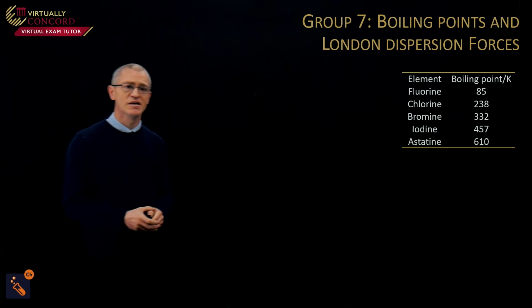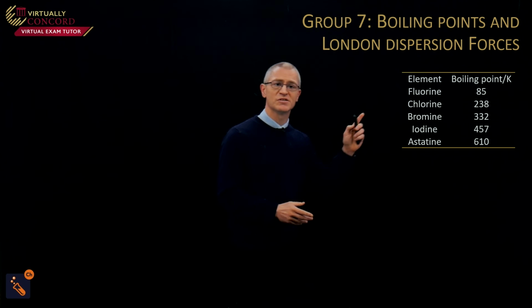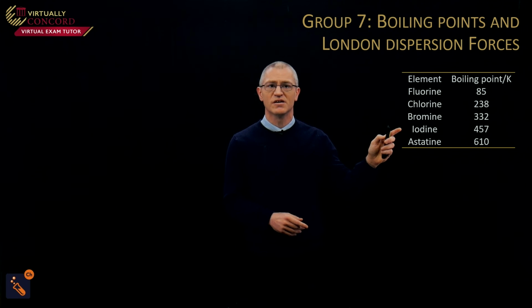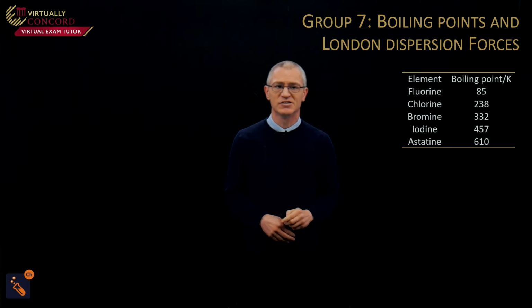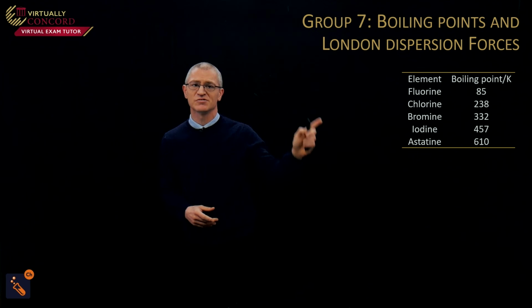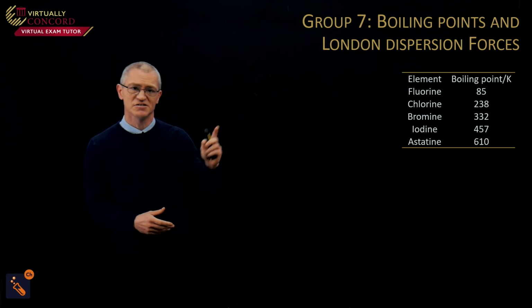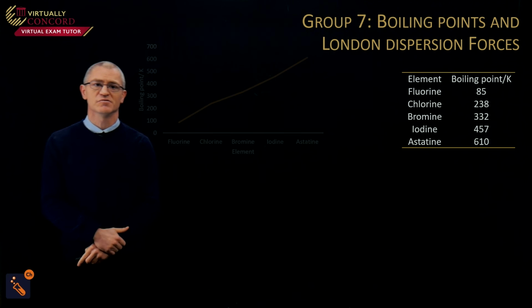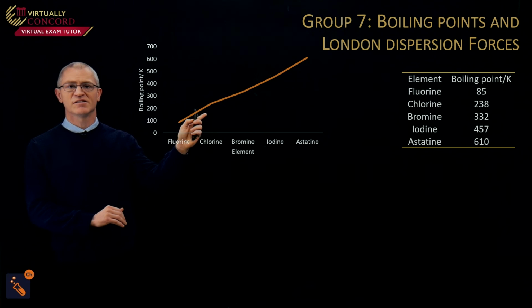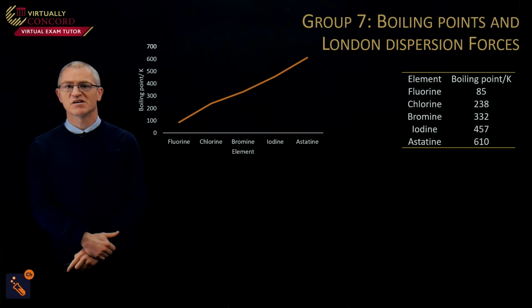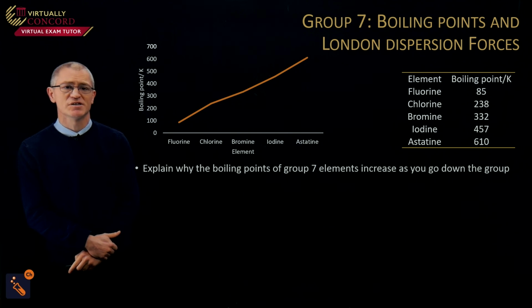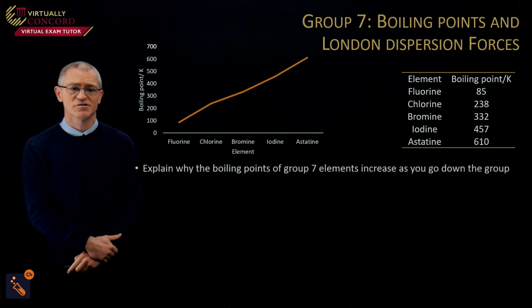The same thing. But this time we have molecules, we don't have atoms. So we have F2, Cl2, Br2, I2, and At2. You can see the number of electrons is going up massively as you go down the group. Electrons go up as you go down the group. We've got our graph again here. The graph is showing an increase. And then the question would be, in the exam, explain why the boiling points of group 7 elements increase as you go down the group.